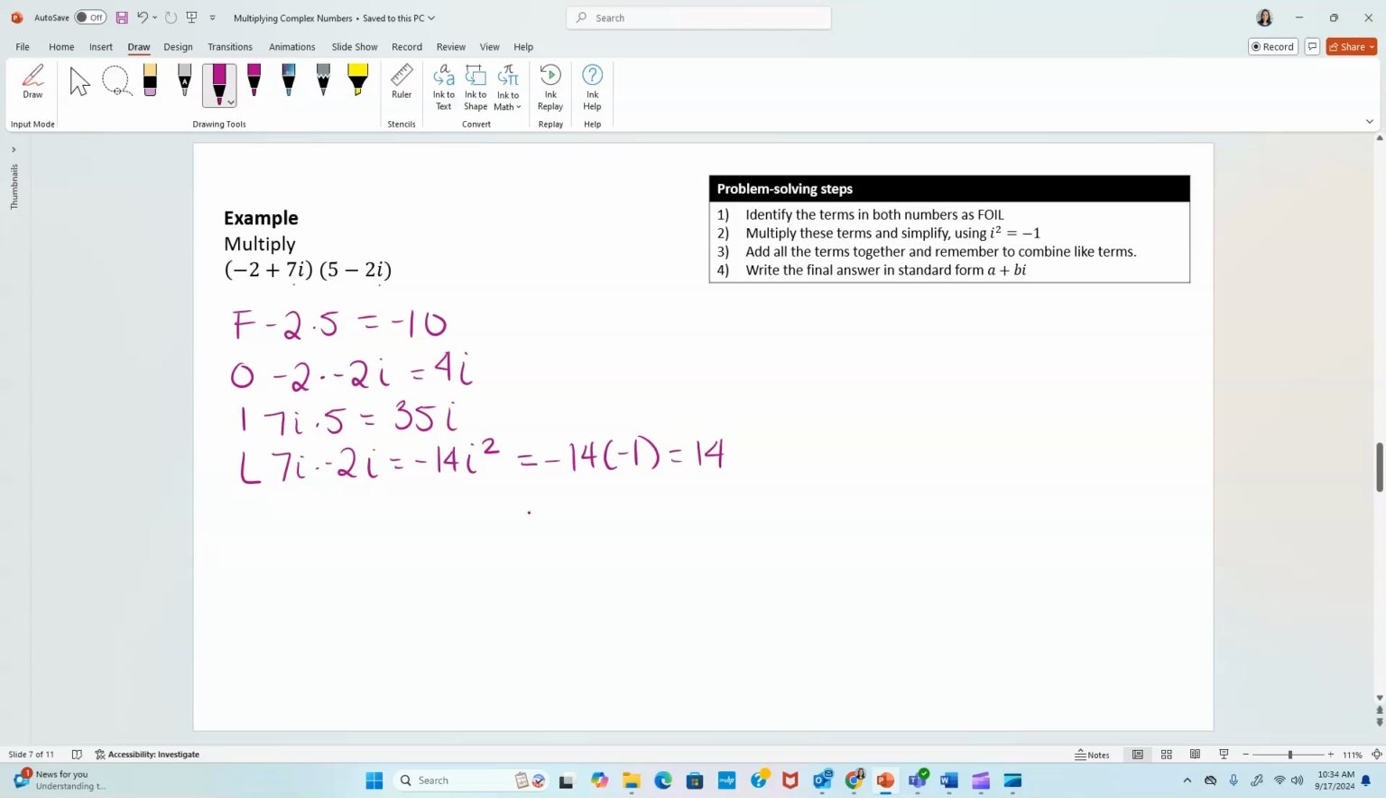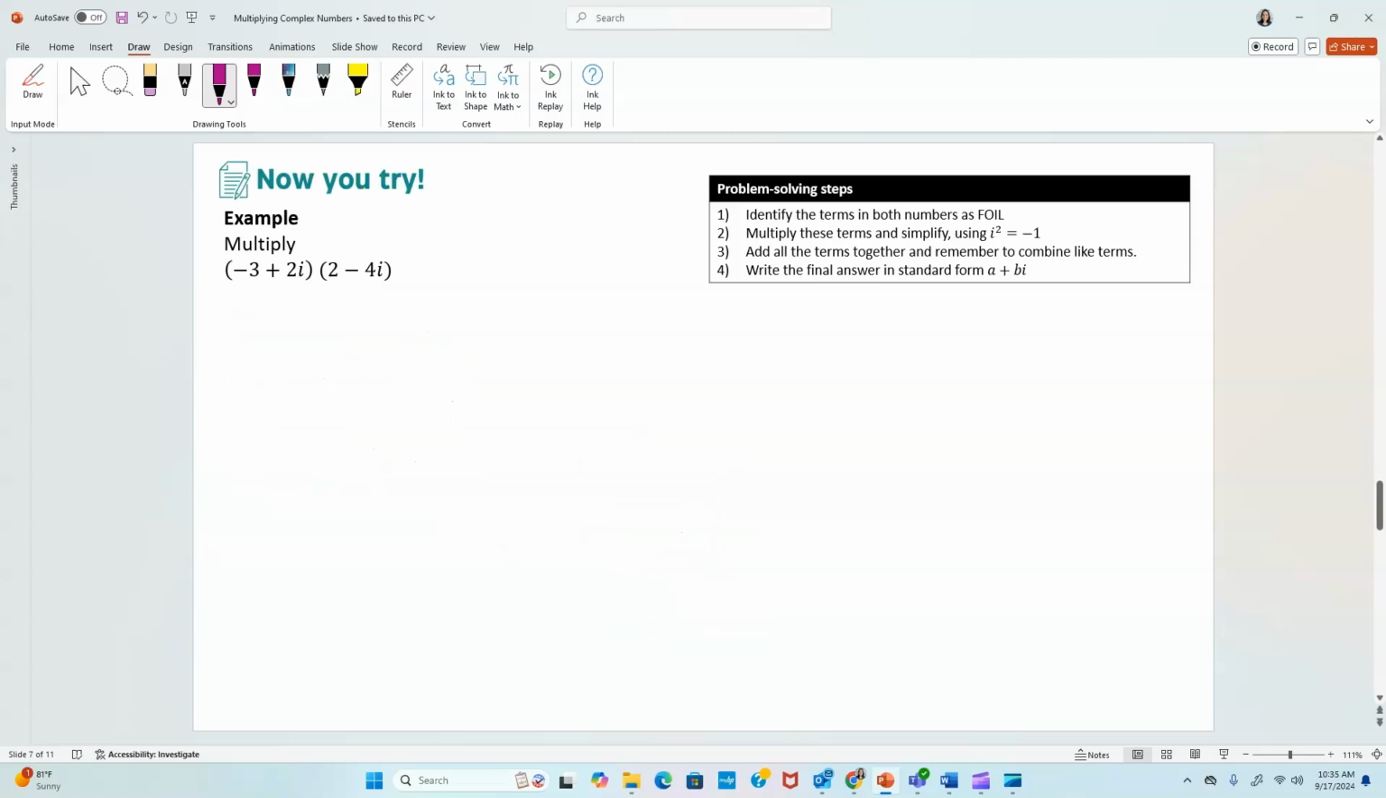Now let's add up all our terms. We have -10 plus 4i plus 35i plus 14. Let's combine our like terms. -10 plus 14 is 4, and 4i plus 35i becomes 39i. So we have 4 plus 39i as our final answer. Now you can go ahead and pause the video and try doing this example on your own.